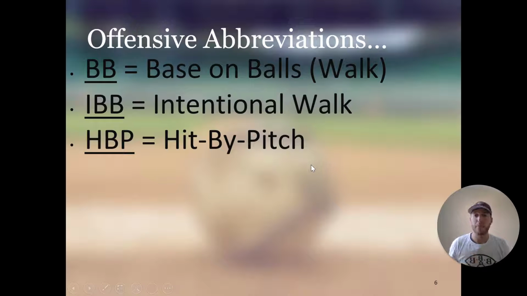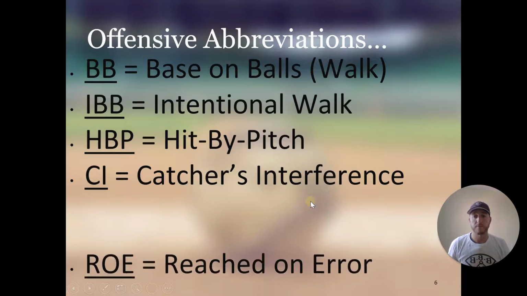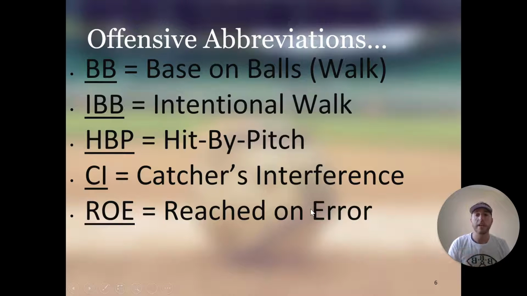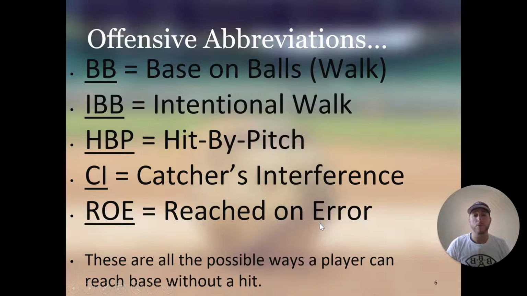HBP is a hit by pitch, where the batter gets hit by the pitch. CI is catcher's interference. ROE is reached on error. And all of these are the possible ways a player can reach base without a hit. So in all of these situations, the player got on base, but they did not get a hit. These are all the ways that they can get on base without getting a hit.